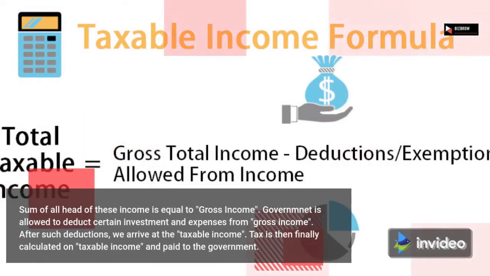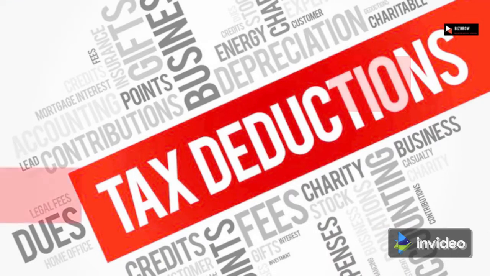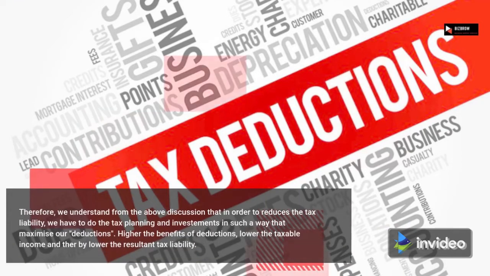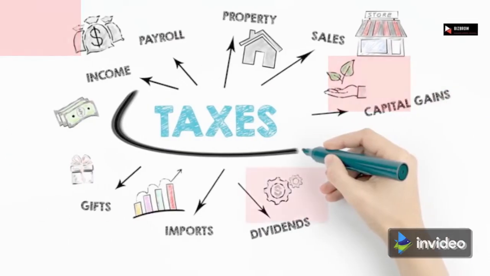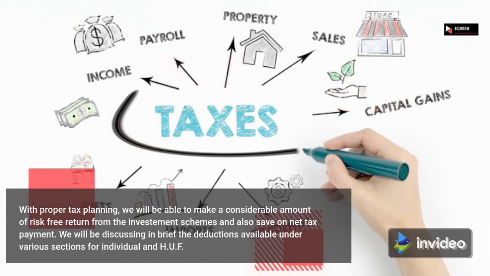Government allows us to deduct certain investment and expenses from gross income. After such deductions, we arrive at the taxable income. Tax is then finally calculated on taxable income and paid to the government. Therefore, we understand from the above discussion that in order to reduce the tax liability, we have to do the tax planning and investments in such a way that maximize our deductions. Higher the benefits of deductions, lower the taxable income and thereby lower the resultant tax liability. With proper tax planning, we will be able to make a considerable amount of risk-free return from the investment schemes and also save on net tax payment.